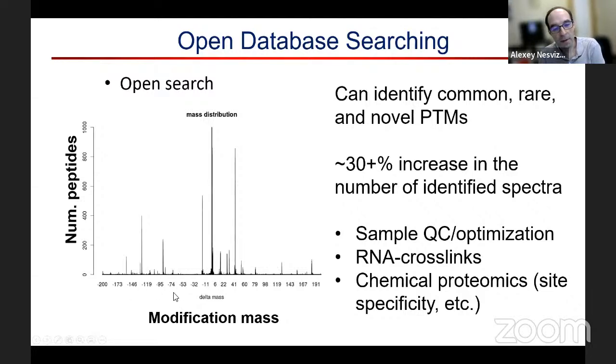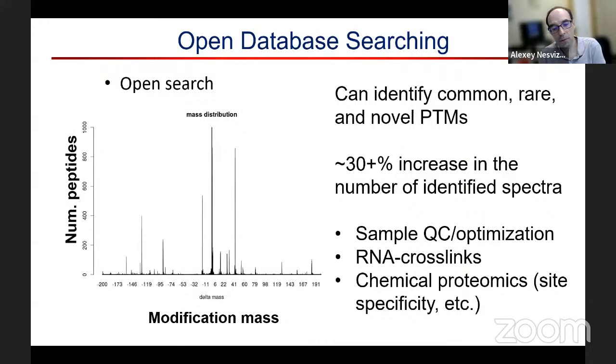So this is how a histogram of mass shifts would look for a typical open search on a regular digest. You'll see a ton of mass shifts corresponding to common modifications, and the negative mass shifts corresponding to neutral losses or semi-tryptic peptides. If you don't allow them, you'll find them through open search as well. We typically get a very good number of PSMs, 30% or more identified. So as I said, you can do it even if nothing else, just for sample QC.